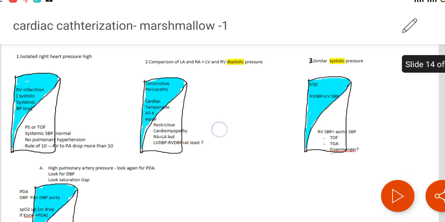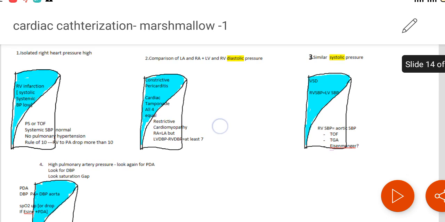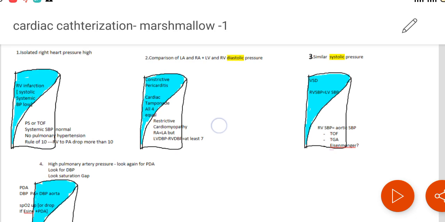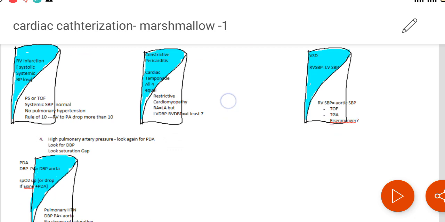Then we focus on the systolic blood pressure. This is equalizing in the VSD, that is, right ventricular systolic blood pressure will equalize to the left ventricular systolic blood pressure. With the VSD there is a flow of blood. The other place of equalization is between the right ventricle and the aorta, when the aorta is arising from the right ventricle, like transposition of the great arteries and the overriding aorta when it occurs in the tetralogy of Fallot. And the last thing is looking at the pulmonary artery.